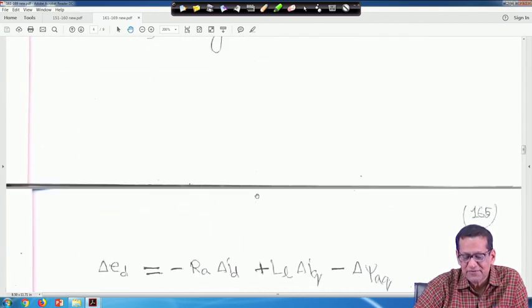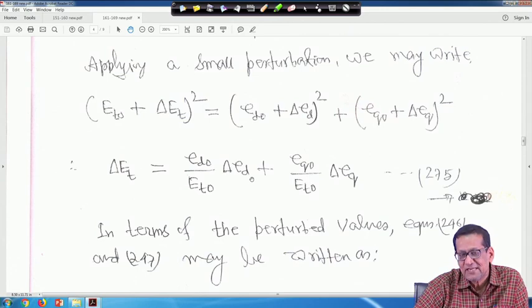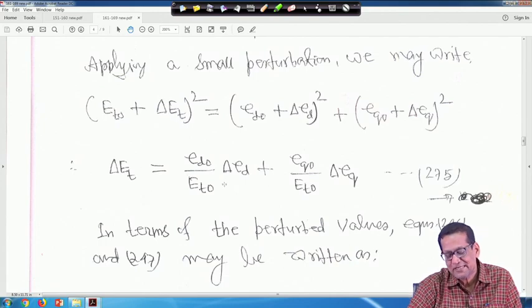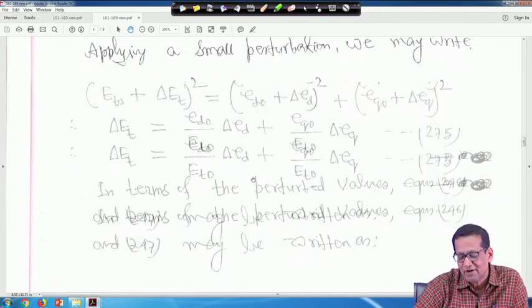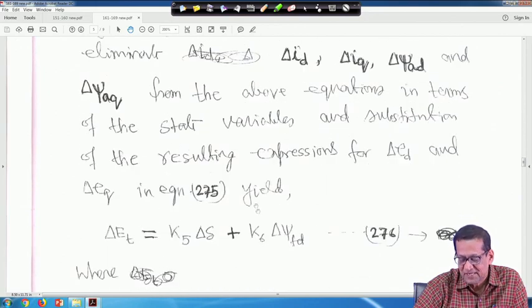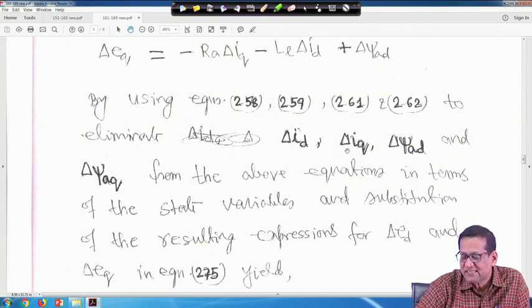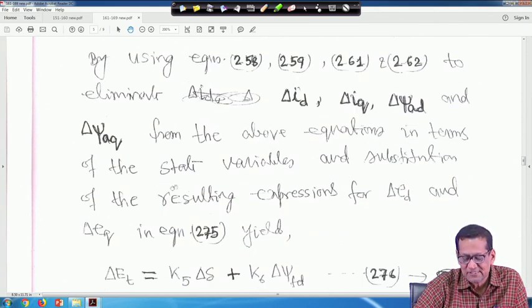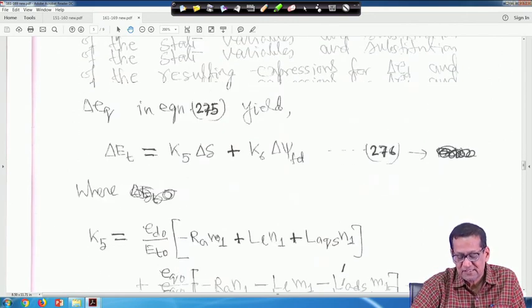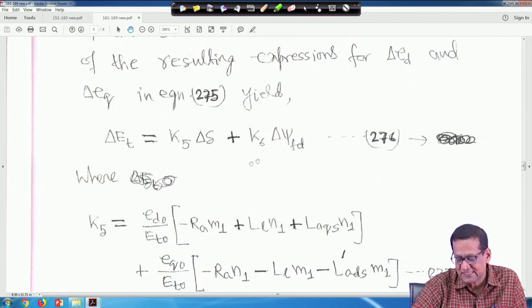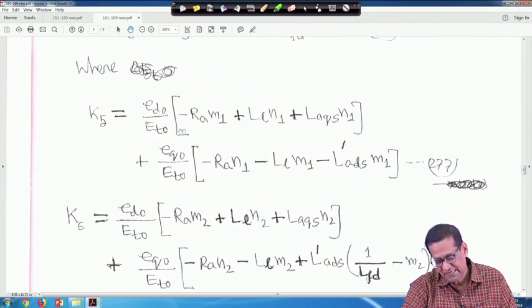I suggest you do it once the way it has been given here. So, delta E t you have to bring in terms of delta delta and delta psi f d. What you have to do is use equations 258 to 262 to eliminate delta psi a d and delta psi a q from the above equation in terms of the state variables, and substitute the resulting expression for delta E d and delta E q in equation 275. This will give you k 5 delta delta plus k 6 delta psi f d. Now, the expression for k 5 is given here.